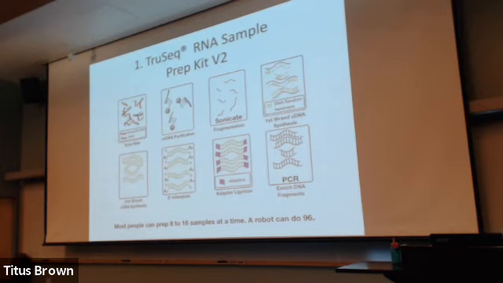There's several PCR steps to adapt, to put on adapters, and then a final PCR step to make sure that you have enough RNA that you can actually run it through a sequencer. So there's all these different steps.